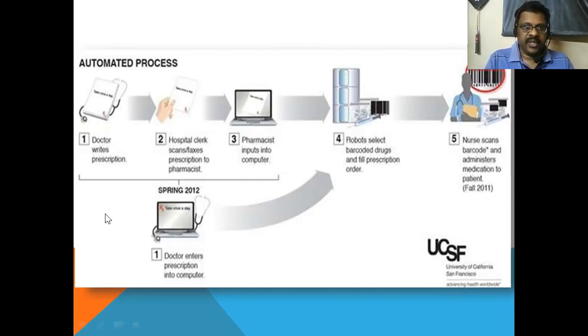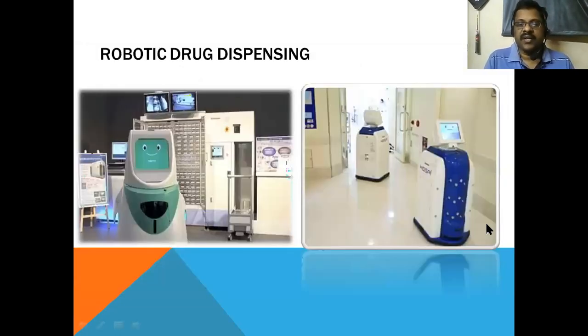Here I missed something. Here the doctor writes, the clerk scans, and the pharmacist inputs, and then the doctor enters the medicines into the computer. So the final authentication and upload is done by the doctor, and it will be verified and uploaded into the computer. Then robots receive this information. Accordingly, it will collect the medicines, and then the nursing stations will verify the medicines using barcodes. This is the current novel drug distribution system.